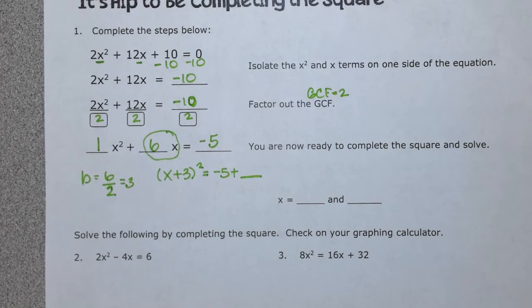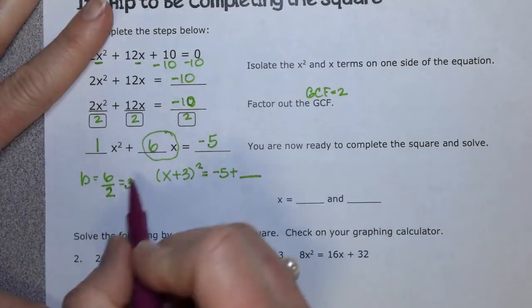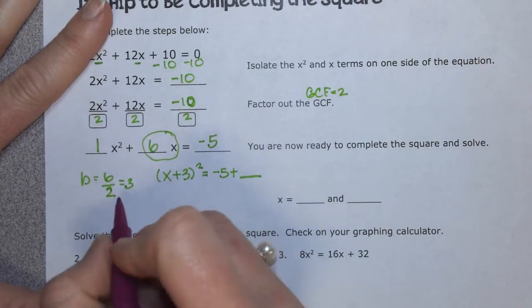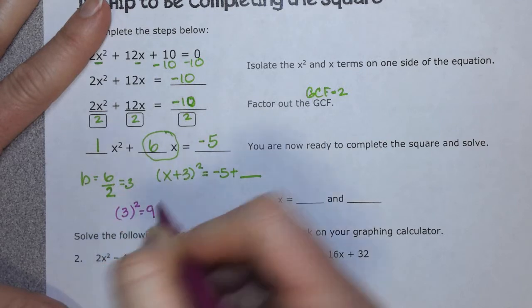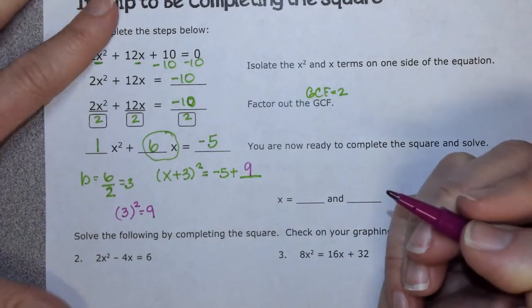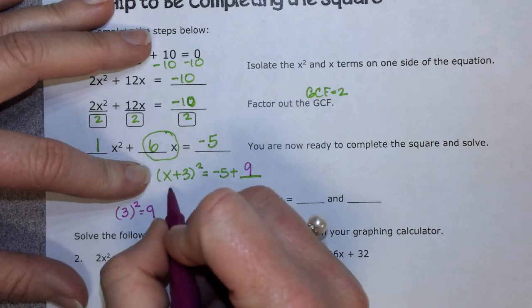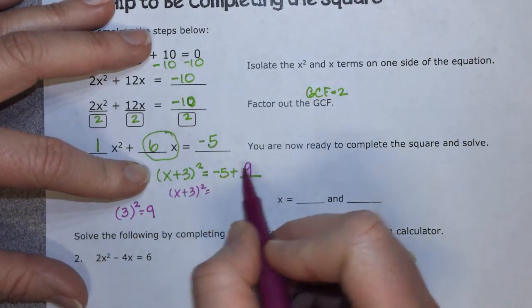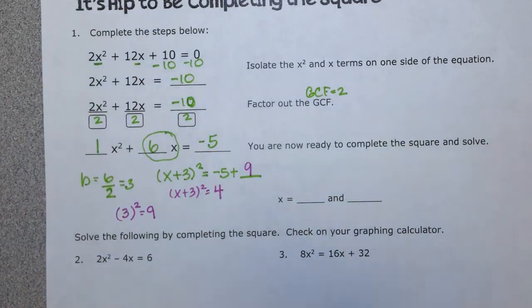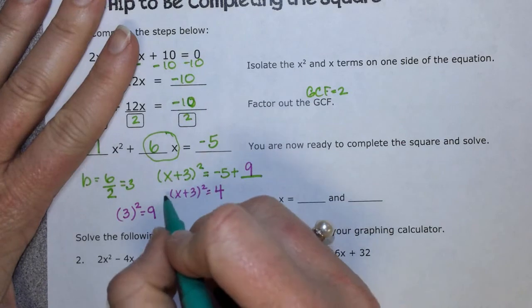Okay, so that blank is going to be filled by the value that I get whenever I take 3 and I square it, which is 9. So I'm going to put 9 here. And then I'm going to simplify this to x plus 3 squared equals, and negative 5 plus 9 gives me 4. Okay, and now that I have it set up like this, I can take the square root of each side.